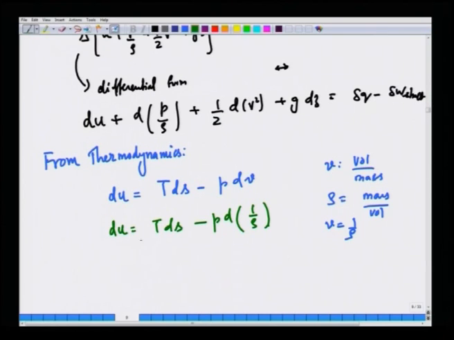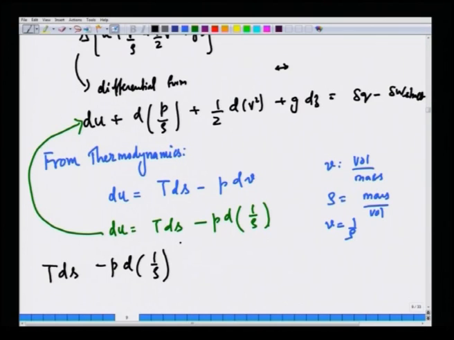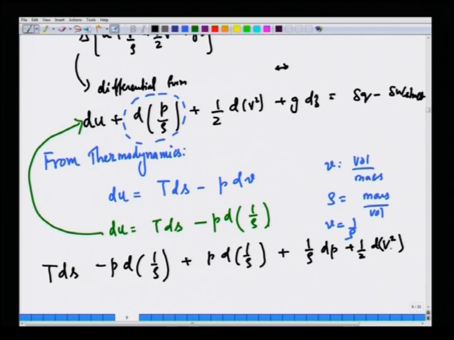Okay. So, I am going to substitute du out here to get T ds plus, now let me first write minus P d of 1 over rho. This term out here becomes plus P d of 1 over rho, I am going to differentiate by parts, plus 1 over rho dP, plus half dV squared plus g dz is equal to delta q minus delta w shaft.